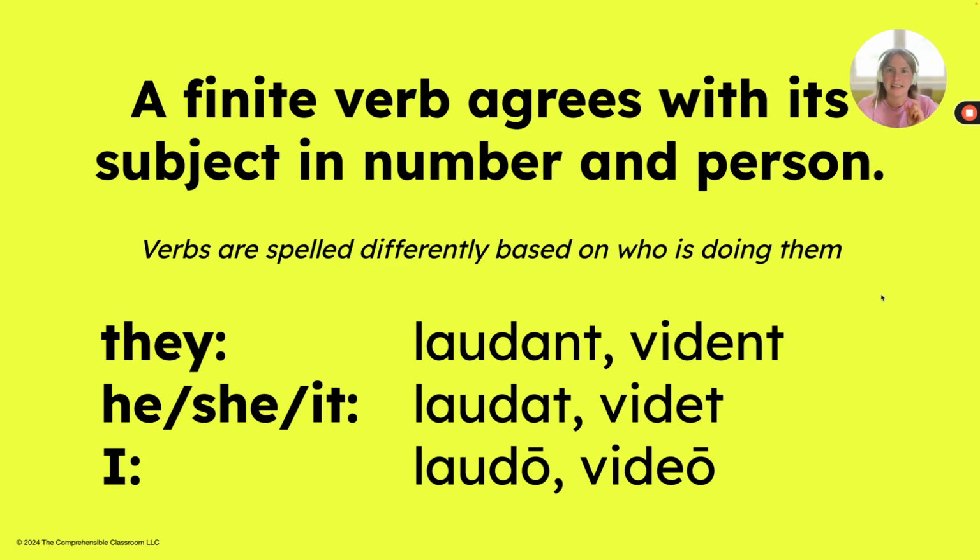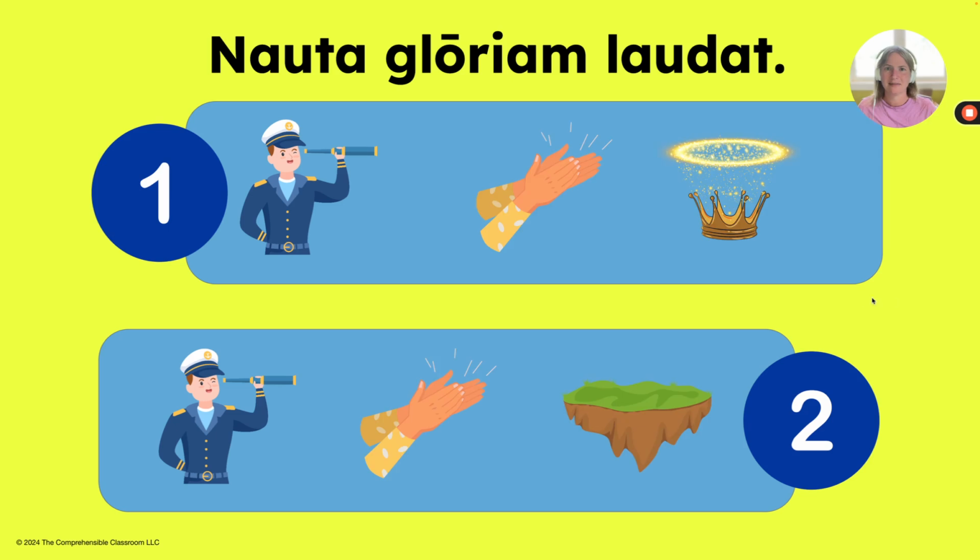Okay, so remember, in Latin, one of your rules is that a finite verb agrees with its subject in number and person. That just means that verbs are spelled differently based on who is doing them. So if they are the ones doing the action, it would be laudant or vident with the nt on the end. If it's a he, she, or it doing it, if it's just one person, it ends in just the t, laudat, videt. If I am the one doing it, it would be even different. It would be laudo or video. So a finite verb agrees with its subject in number and person. The spelling is going to change based on who is doing the action. That's all that means.